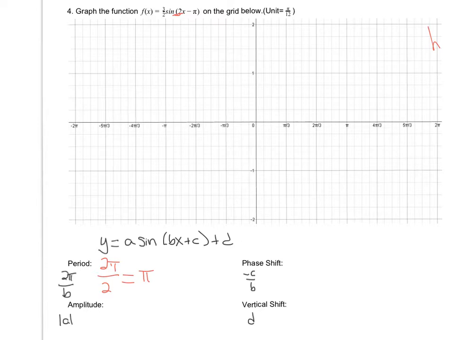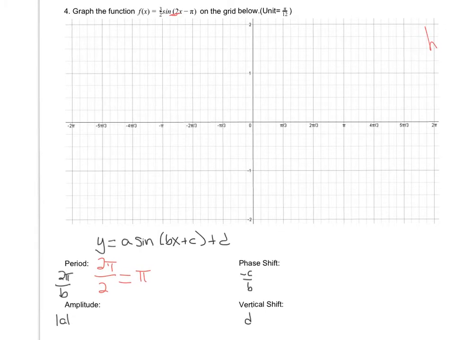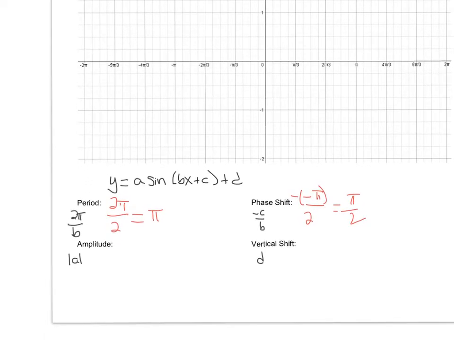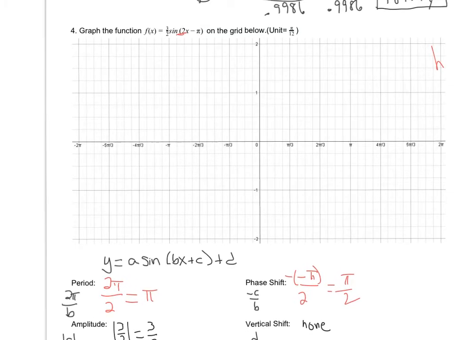Now the phase shift is negative c over b. Here c is the number afterwards, so it's negative pi in this case. So it's negative negative pi over 2, which is going to be pi over 2. Now the amplitude is the number in front, the absolute value of 3 over 2, which is just 3 over 2. And the vertical shift is the number added at the end, which in this case there is none, because if you look at the end of the equation, there's no number there.